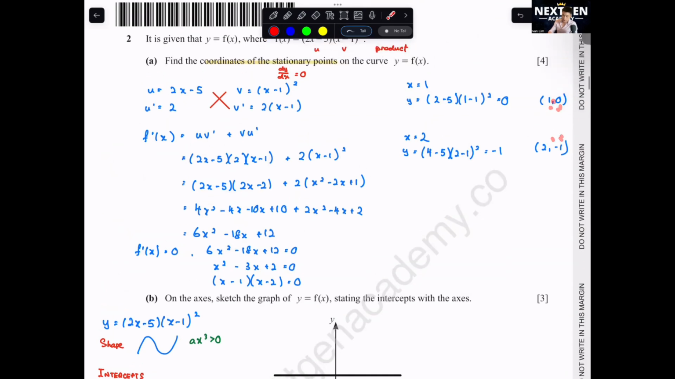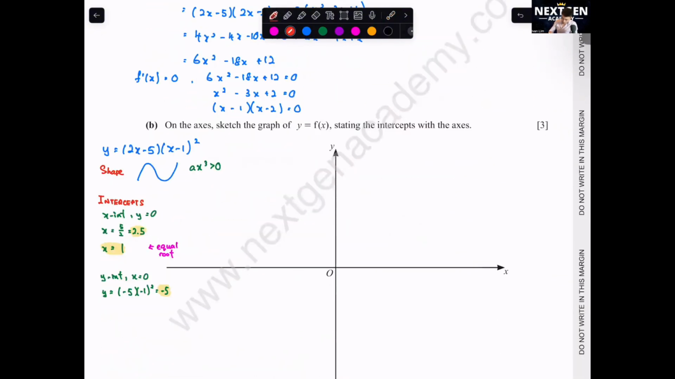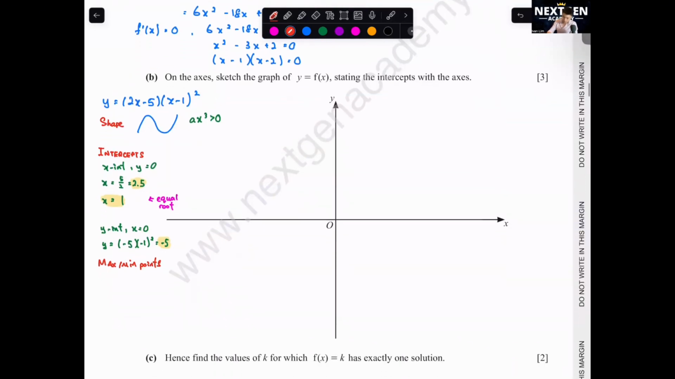You all see it? Because this is the stationary point. Is it necessary to plot? Not necessary, but you can plot it out to answer the next question. There's a reason why they ask you to calculate this stationary point. Your maximum or minimum points will be your stationary points, which are (1, 0) and (2, negative 1). You all see the acronym here. For any sort of graph, we use this as a guidance when we draw it out.